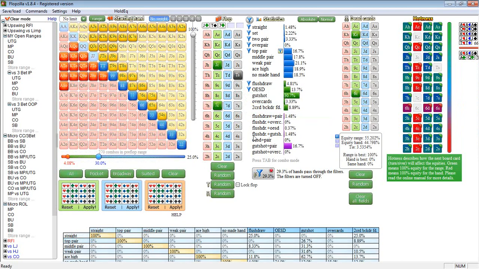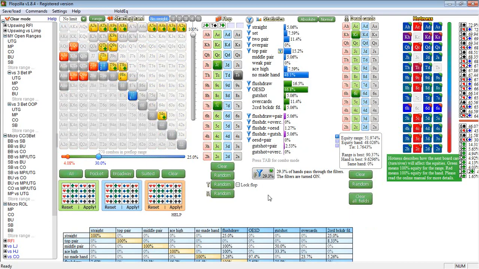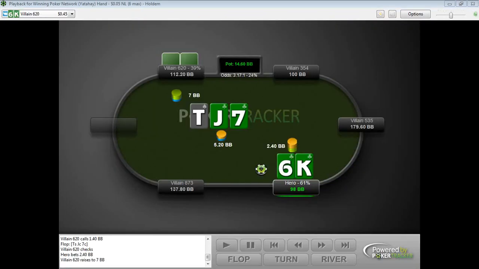All right. And we'll just include these flush draws here and open enders. So this is his range here. We have still 54% equity versus his flop raising range. And our pot odds here are 24%. So obviously it's a clear call.